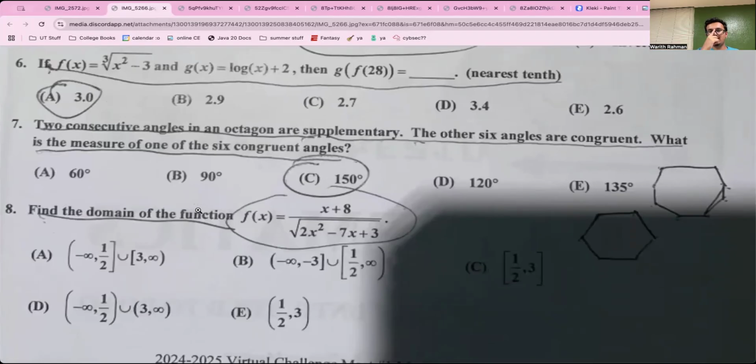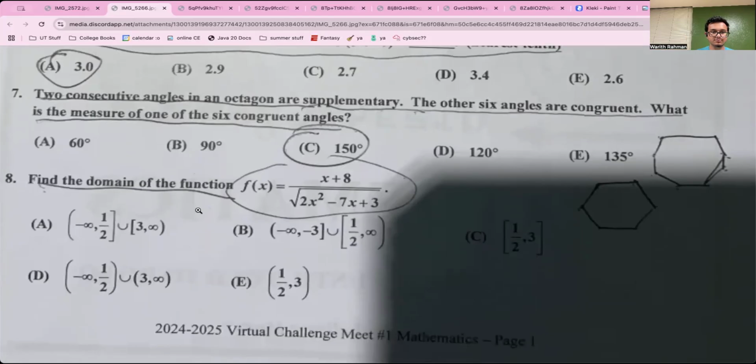So that means that we have 180 plus the 6x equals the total sum of angles in an octagon. For any convex polygon, I believe, if it has n sides, then the sum of the angles is 180 times n minus 2. In this case, n is 8, so 8 minus 2 is 6, 180 times 6 is 1080. Then we subtract out that 180 and we get 900, meaning that the 6 angles sum up to 900. Thus, one of the angles is just 150.